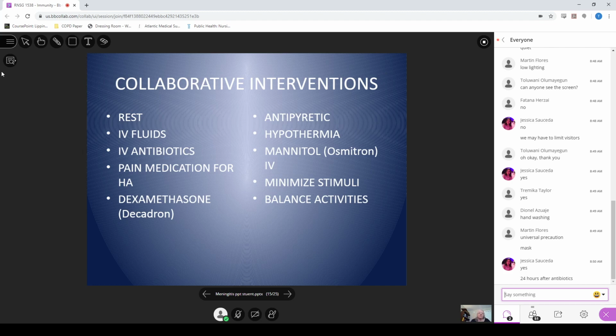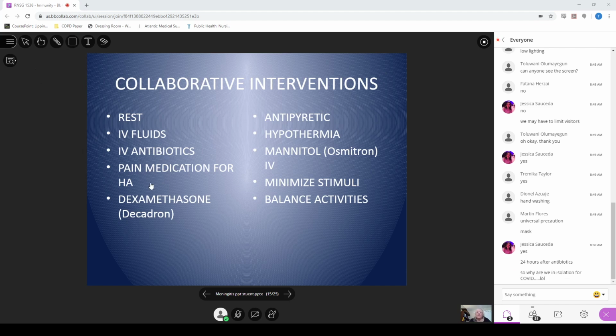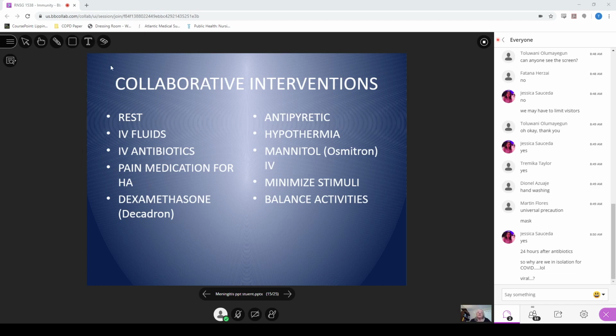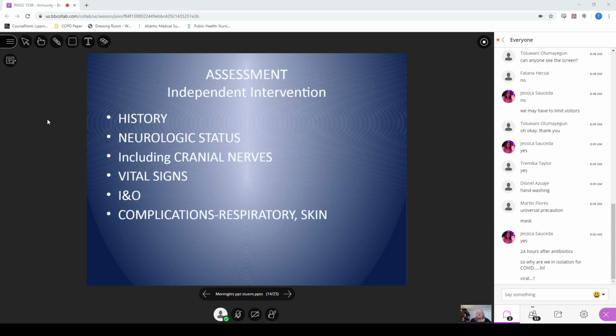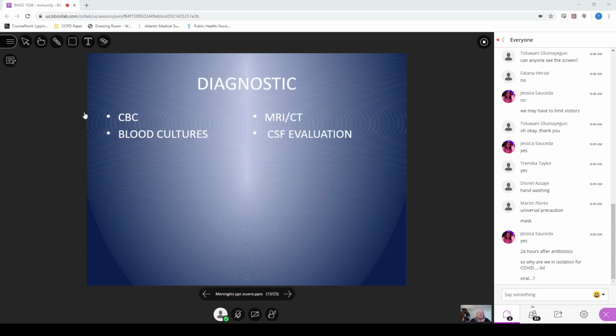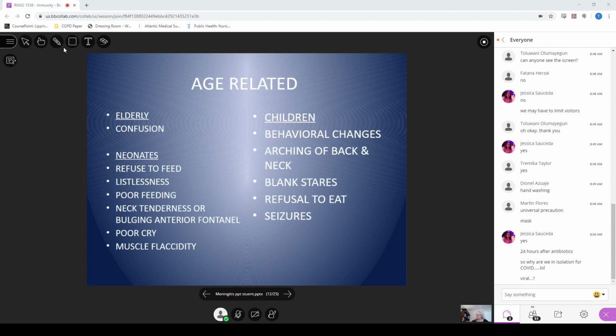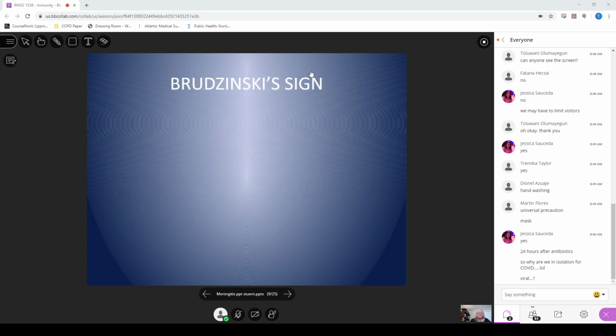Let's not forget fluids, fluid maintenance. We've already talked about the antipyretic. So why are we isolating for COVID? Because COVID is droplet and viral meningitis is not a droplet. Yes, COVID is viral, but the identified spread is by droplet. And viral meningitis is not considered a droplet transmission.